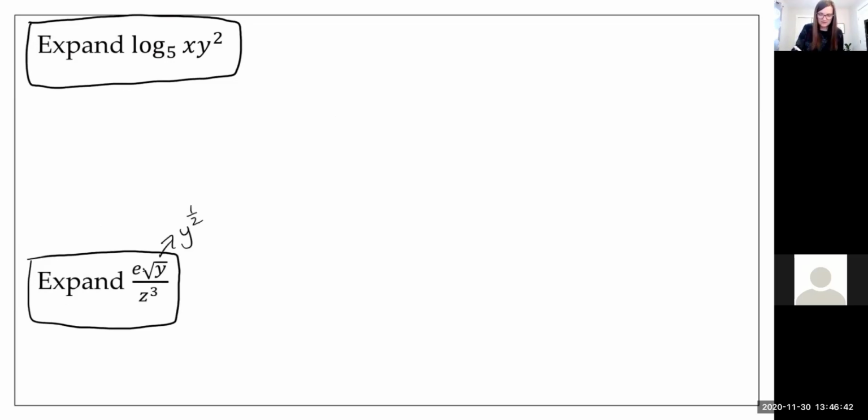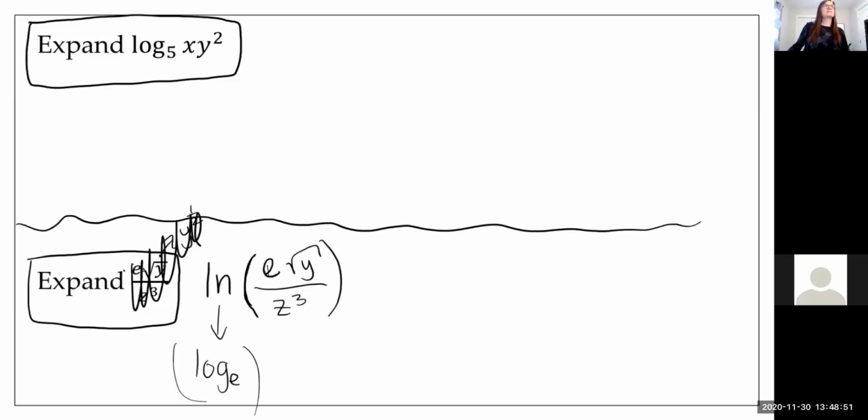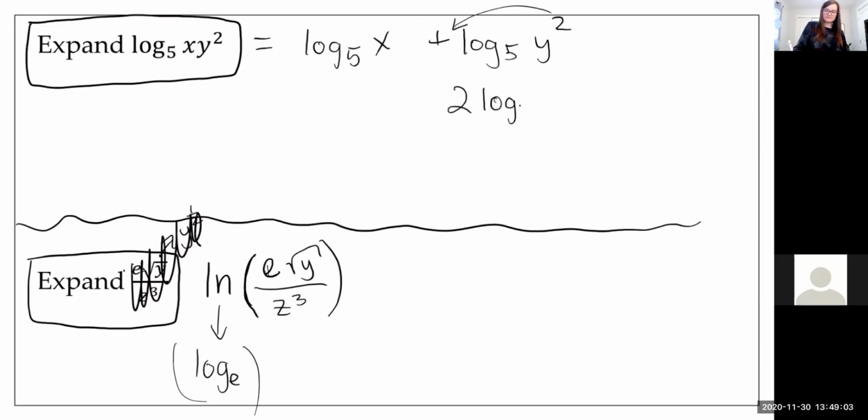Oh, I don't know, somehow that was missing. I think, yeah, it needs a log. So one sec, I'll rewrite that. I'm going to do ln. Ln is the same as log base e. Awesome. Yeah, so it's going to be the product, log base 5 x, and then log base 5 y squared, and that square is going to come down. And then you're done. That's it.